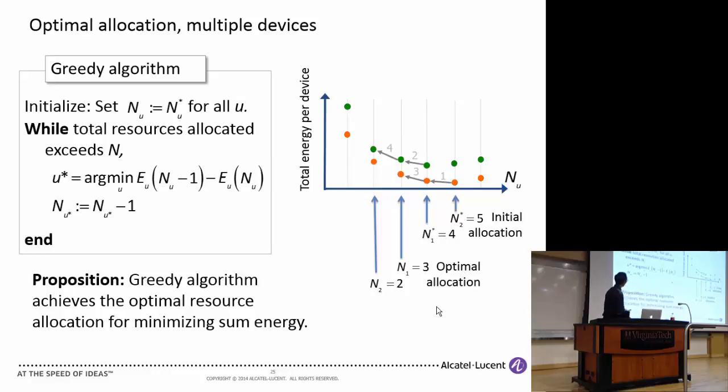And so this is the greedy algorithm, which is conceptually pretty simple, and the implementation complexity is simple because it's linear in the number of resources. And it turns out, though, that the greedy algorithm actually achieves the optimal resource allocation for minimizing the sum energy. So we had that somewhat daunting optimization problem a few slides ago, and we can show rigorously that we can, in fact, achieve that optimal resource allocation using a relatively simple greedy algorithm.